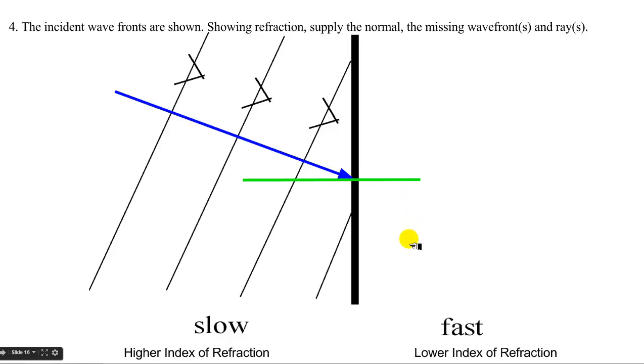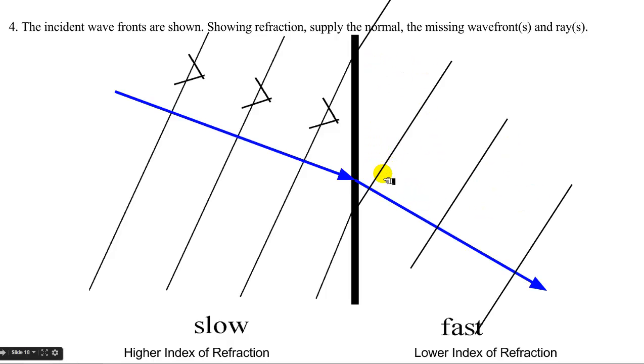Then we know when we go from a higher to a lower index of refraction, the ray of light bends away from the normal line. In this case, our wavefronts would respond or react to that. Okay, again, they're perpendicular to our ray, and they're set a certain distance apart. Notice the distance between these two wavefronts is greater than the distance between these two wavefronts. Okay, and then we also draw in the arrowheads showing the direction of the wavefronts.